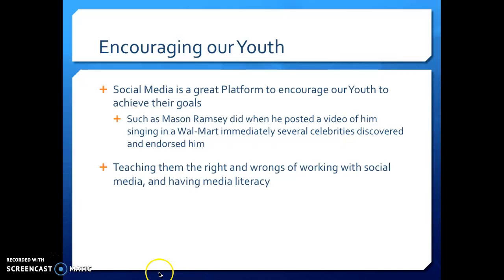So, with being aware of media literacy and how it really affects our society, how I would encourage somebody to really be aware and to continue the development of media literacy would be in encouraging our youth.